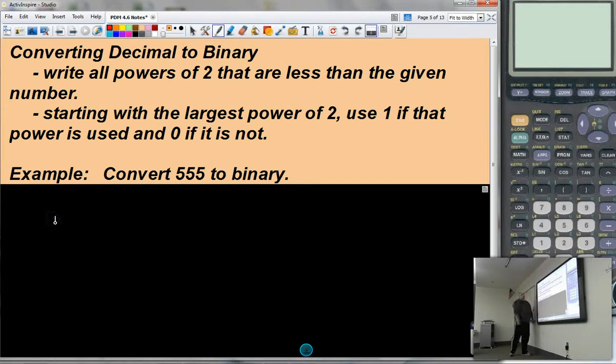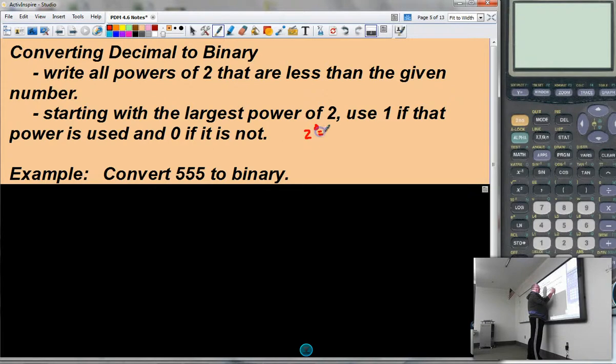So, let's say I have the number 555, and I want to convert to binary. Now, in doing this, binary is tough because I'm going to have a lot more. When you get to octal, it's not as bad because you're going to be dealing with powers of 8s. But here with binary, here's what I have.